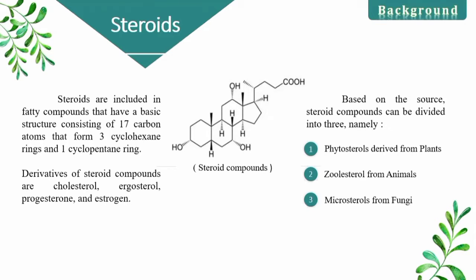Based on the source, steroid compounds can be divided into 3, namely phytosterol from plants, zoosterol from animals, and mycosterol from fungi. In animals, steroid compounds can be derived from insects and vertebrate animals. Steroids in plants are usually present in the form of sterols. Higher plants usually contain phytosterols such as beta-sitosterol, stigmasterol, and cholesterol. Scientists have conducted research, namely isolating steroid compounds from the kidney plant Adenomycus manifold and obtaining a steroid compound in the form of beta-sitosterol.